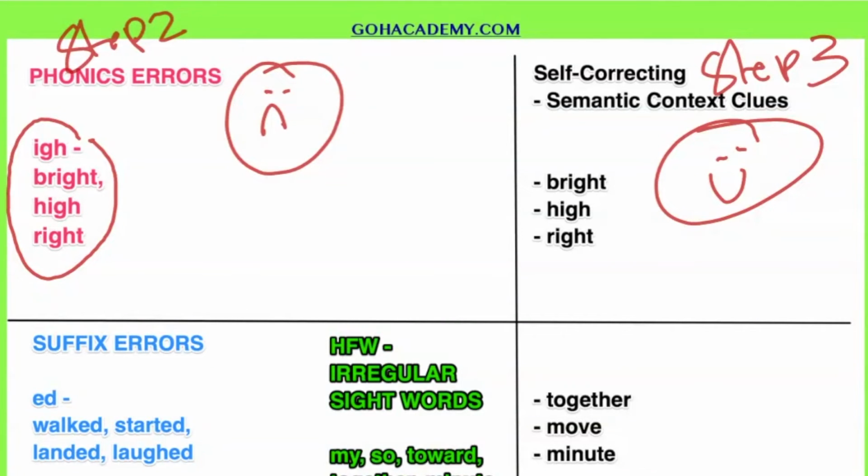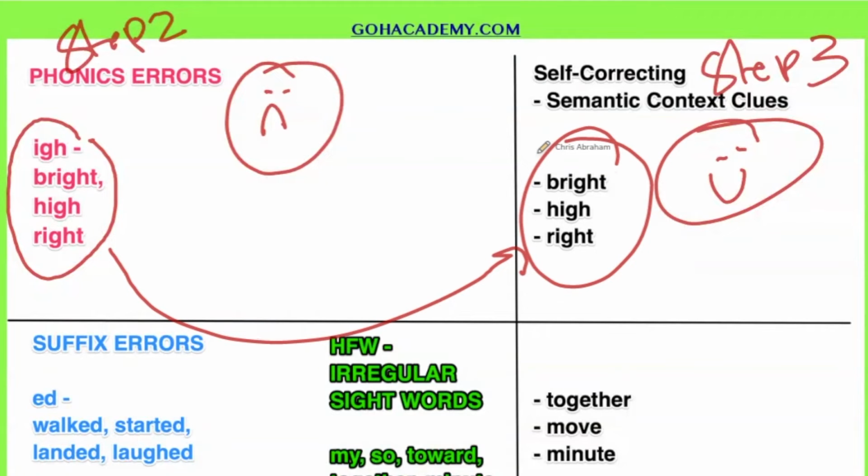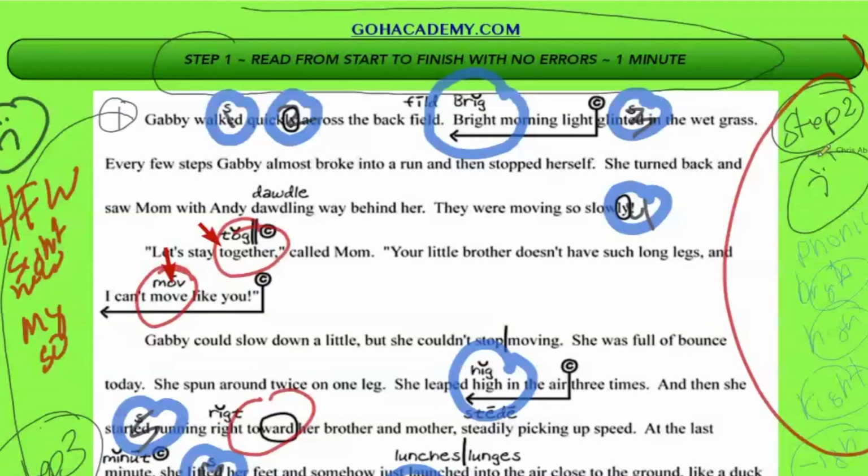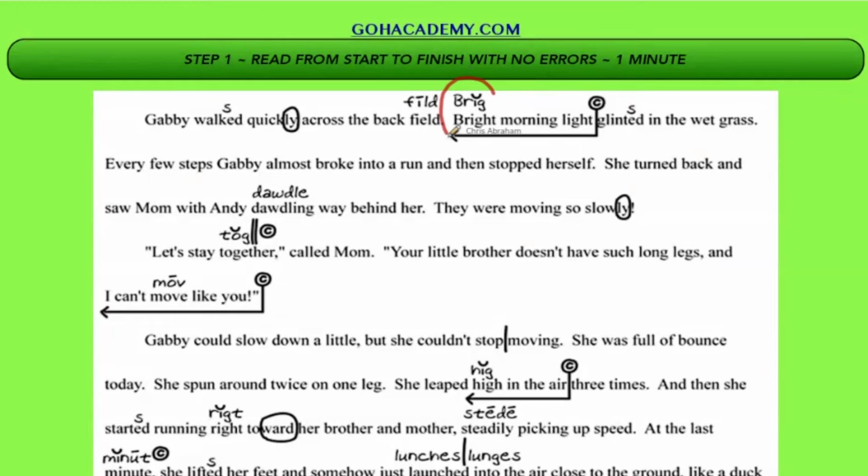They give you three high-profile words, bright, high, and right. And they self-correct these high-profile words. Do you see that? They do that all with semantic context clues. So here, how do they self-correct the word? What's the semantic clue for bright? What's the clue? The student says brig, doesn't make sense. Morning light. This is that context clue.